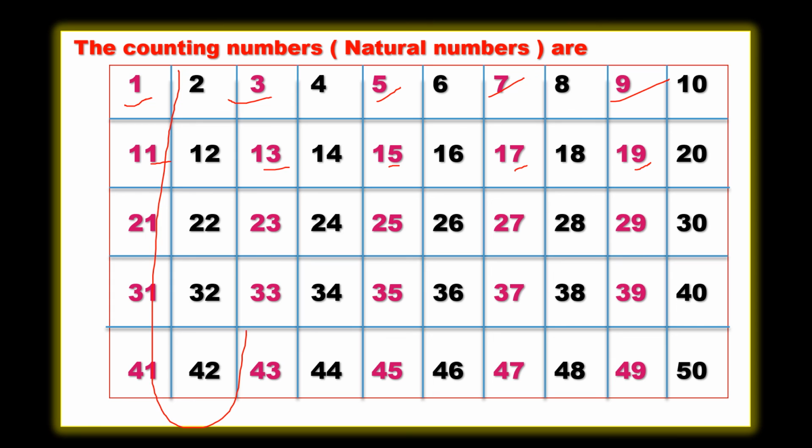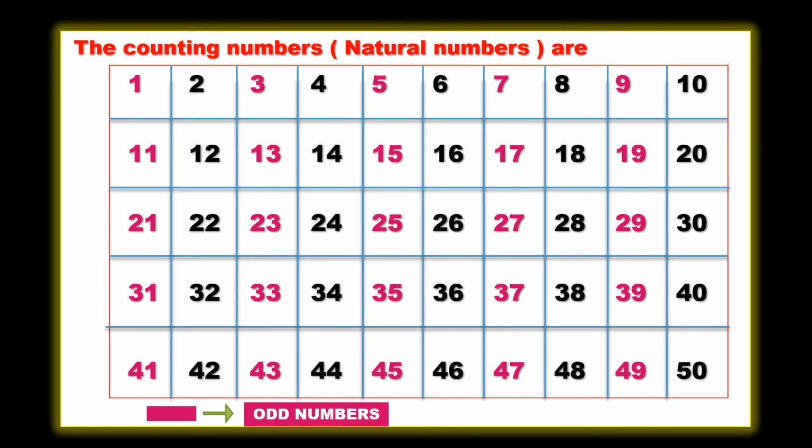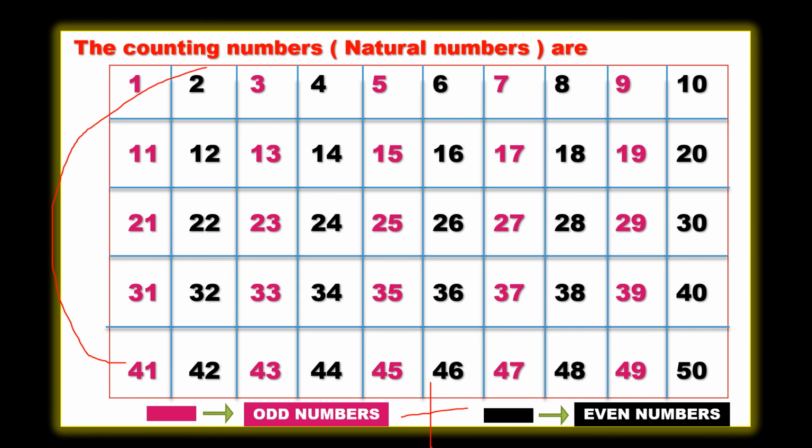Simple. I gave the numbers in pink as odd and the numbers in black as even. If you group them into even and odd numbers, those are the numbers which we are using for counting. So I can say that whatever numbers we are using, they are grouped into odd numbers and even numbers.